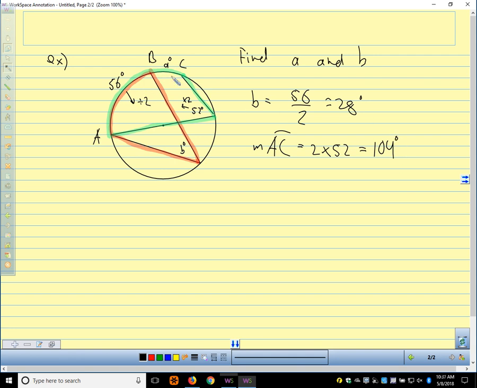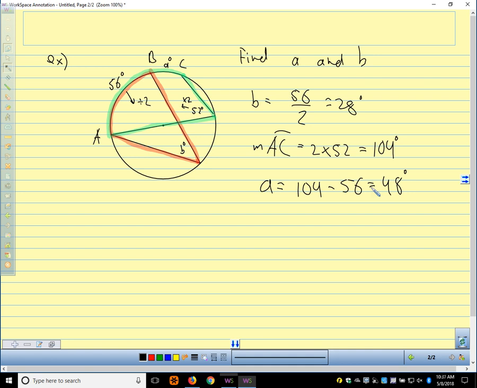Well, this part's 56, so we can figure out A, right? A is going to be 104 minus 56, which is 48 degrees. So A would be a 48-degree arc. All right, questions?